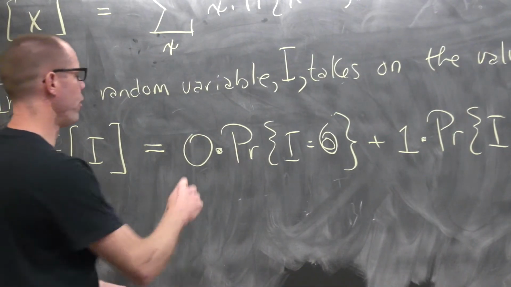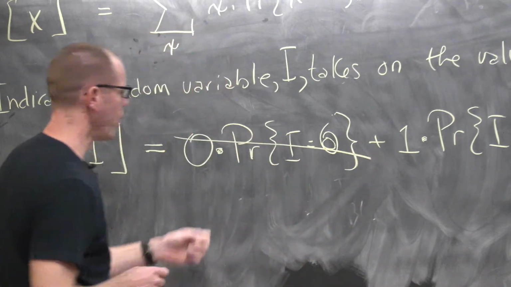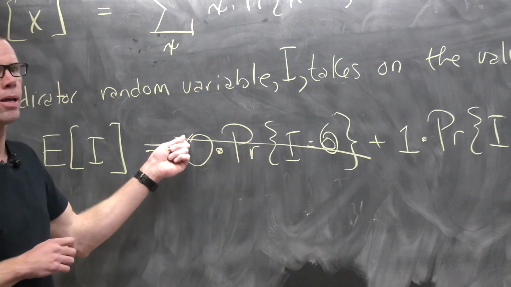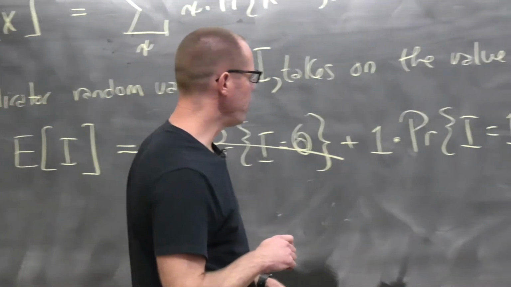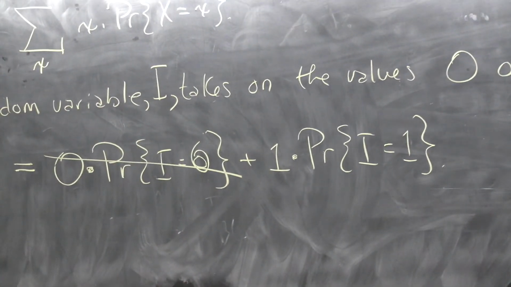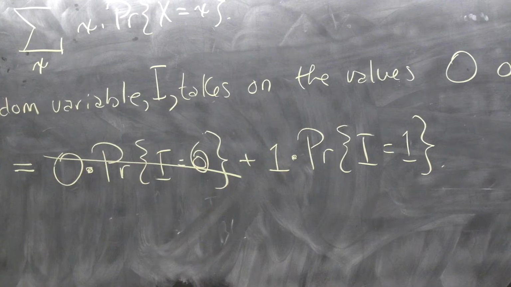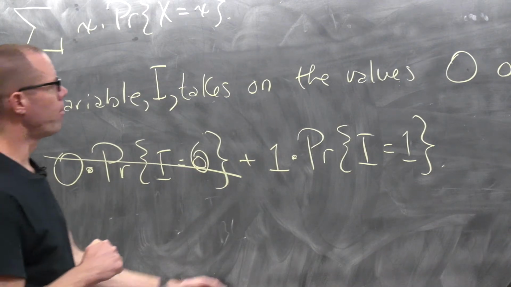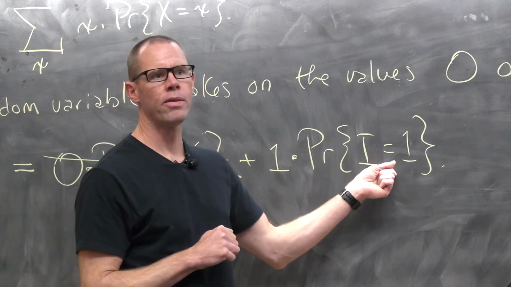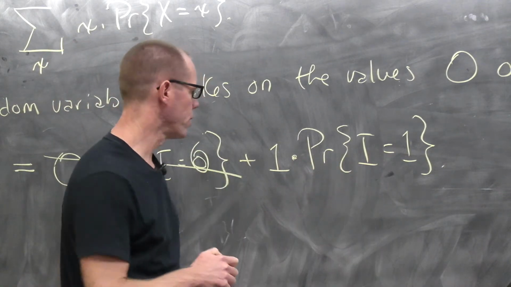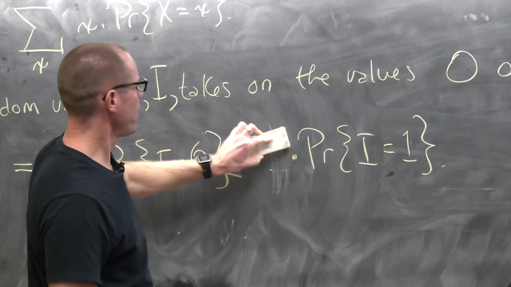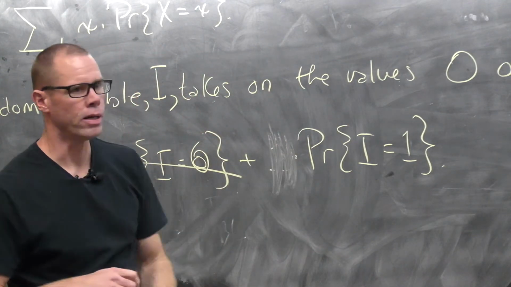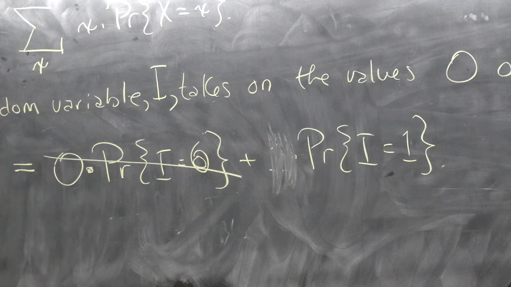So this is never going to contribute anything, because whatever this probability is, we're multiplying it by 0 anyway. So this is 0. Really, these indicator random variables are really nice because if you want to know their expected value, all you care about is the probability that they're equal to 1. Multiplying by 1 doesn't change anything either. So that's the expected value of an indicator random variable.